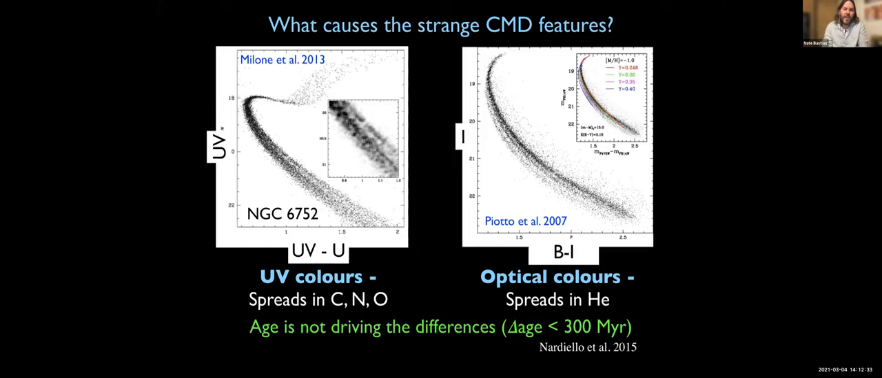The best limits up until recently is that the age difference between the populations within the ancient globular clusters was less than 300 million years. We only had an upper limit. They were consistent with being coeval, but just because at old ages, it's very hard to get accurate age dating to this type of precision. But as I come to later in the talk, we can do much better in the past couple of years.